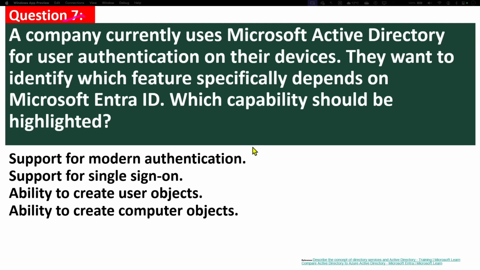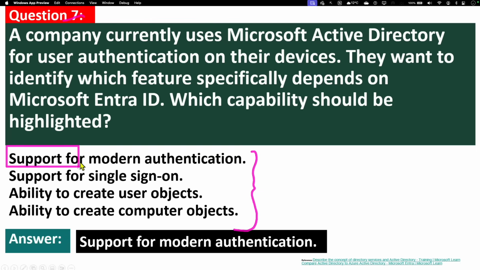So, compared to on-prem Microsoft Active Directory, which of these features should be highlighted for Entra ID? Pause and see if you can guess the right answer. The correct answer is option 1, which is support for modern authentication. Microsoft Entra ID, which is formerly known as Azure Active Directory, plays a central role in implementing modern authentication strategies.